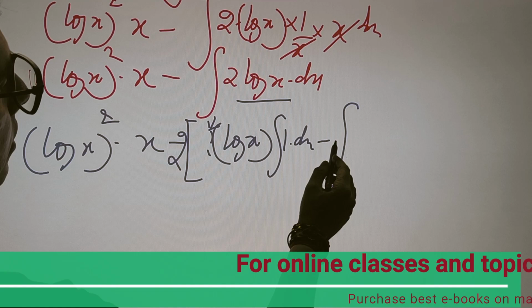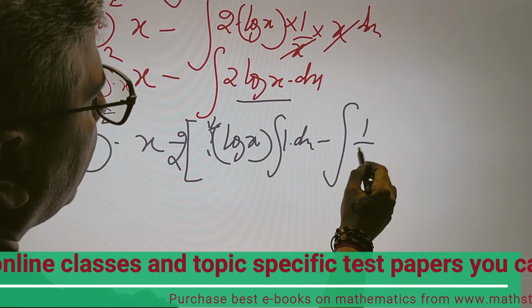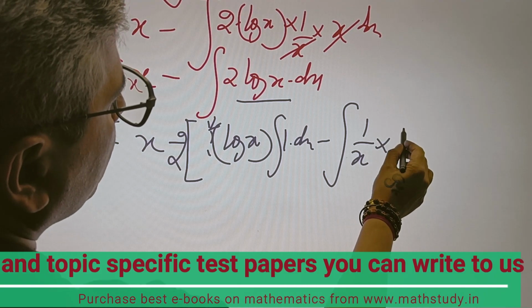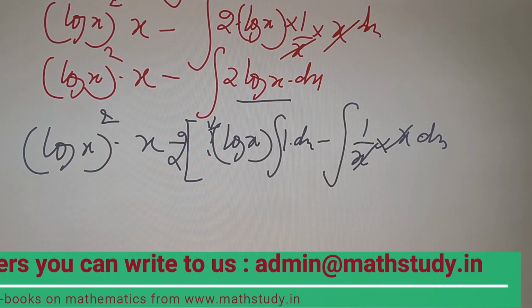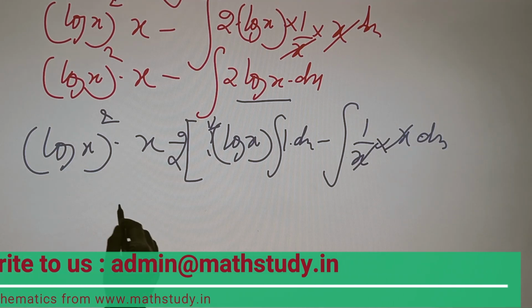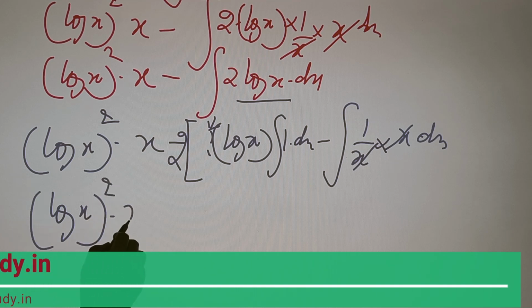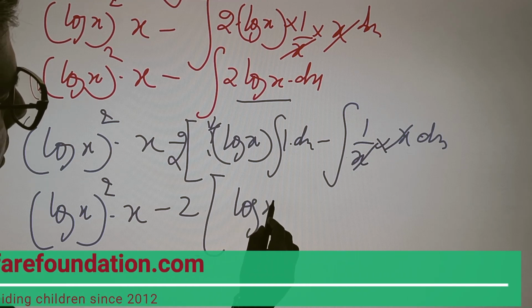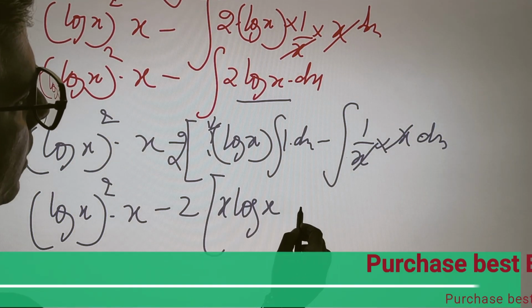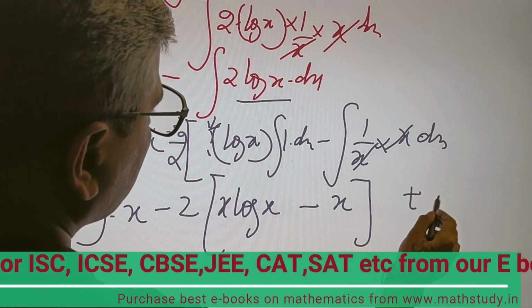Now let's start again. Minus integration of derivative of log x, which is 1 by x, into integration of 1, which is x again, into dx. So it is going to get cancelled. Now our function is completely done. Now what we will get here: log x whole square into x minus 2 into log x into x, which is x log x, minus integration of 1, which is x, and plus c.